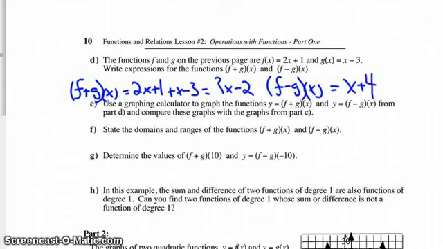It says, using the graphing calculator, graph f plus g at x and y equals from part D, and compare these graphs with the graphs in part C. Well, clearly we should get the same value.